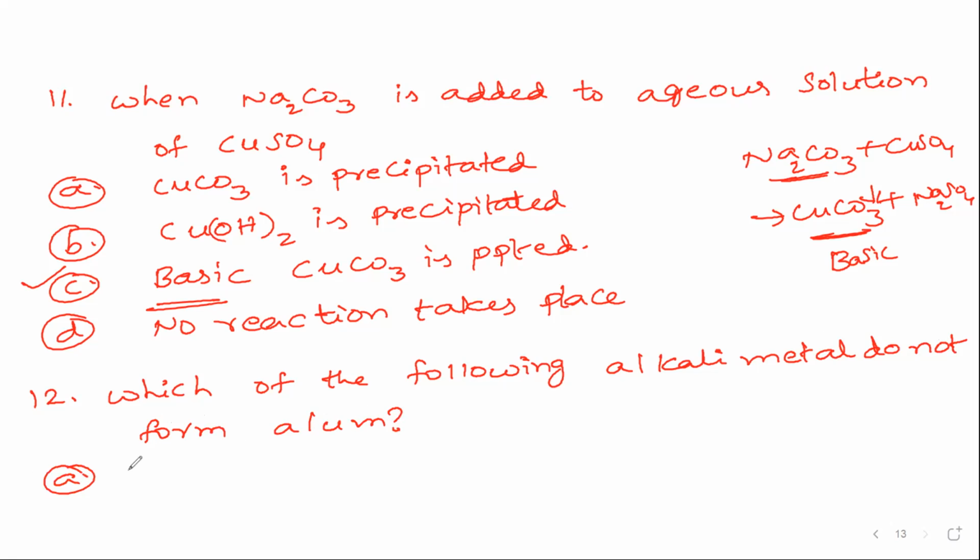Option A, it is lithium. Option B, it is sodium. Option C, it is potassium. And option D, it is rubidium. Which of the following alkali metals do not form alum? So let us see the answer now. We can easily say it is lithium. Lithium is the alkali metal which does not form alums.